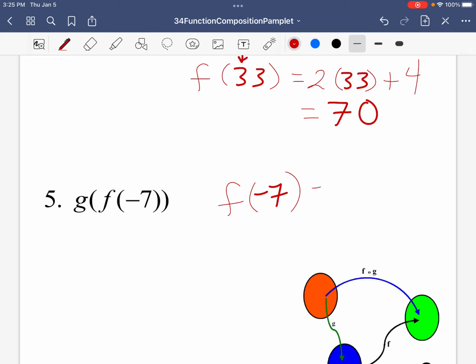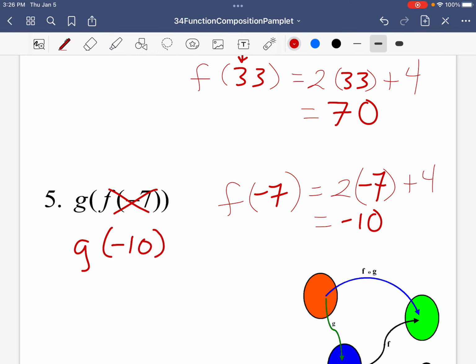F of -7. Make sure you're plugging that into the f function. So you want to do that first. You always work on the inside first. So we end up with -14 plus 4, which is -10. If this is the same as -10, now we're going to be asked to do g of -10.